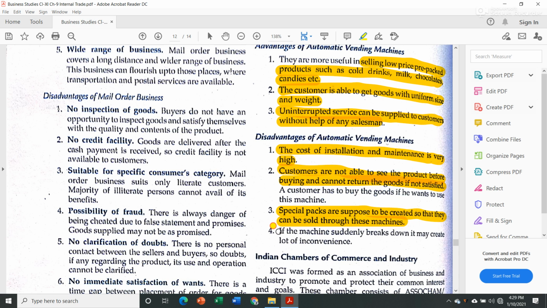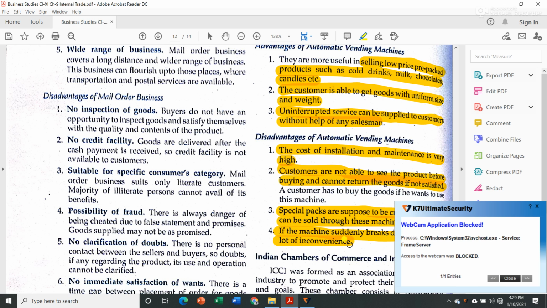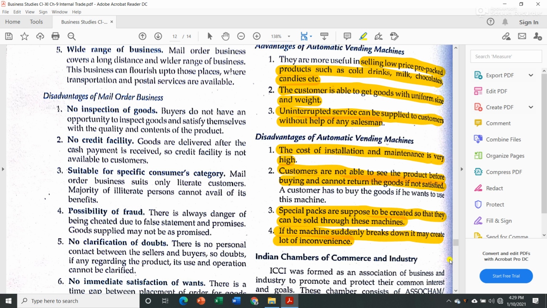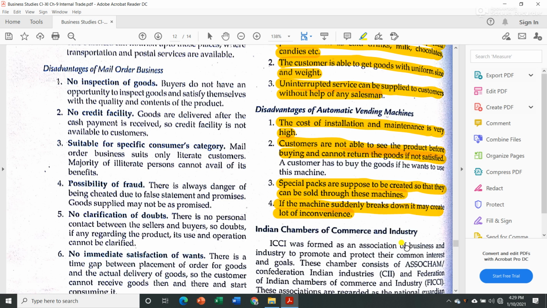And the last one is, if the machine suddenly breaks down, it may create a lot of inconvenience. Means since these machines are not maintained by a person, since the salesman or any person is not available at that particular time, if the machine breaks down, then it will be a lot of inconvenience to the people.